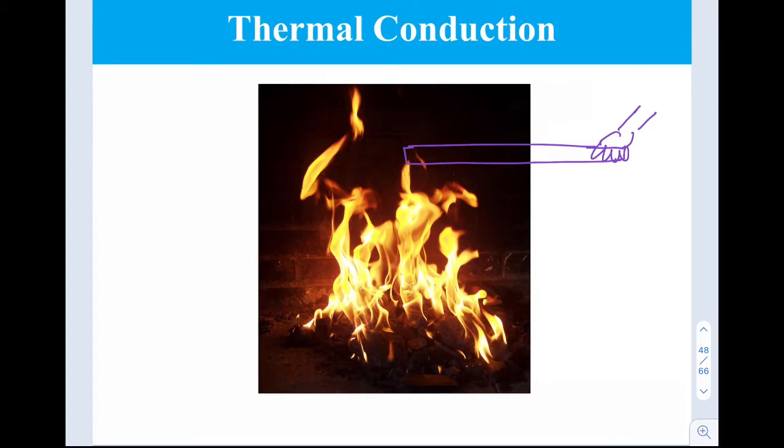Conduction only occurs if there is a temperature difference between two parts of the conducting medium. For this example, this area will be at high temperature and the metal here within your hand is at low temperature. So the heat, the thermal energy, is going to be transferred from the hot area to the cold area due to the temperature difference, or we call it the gradient.